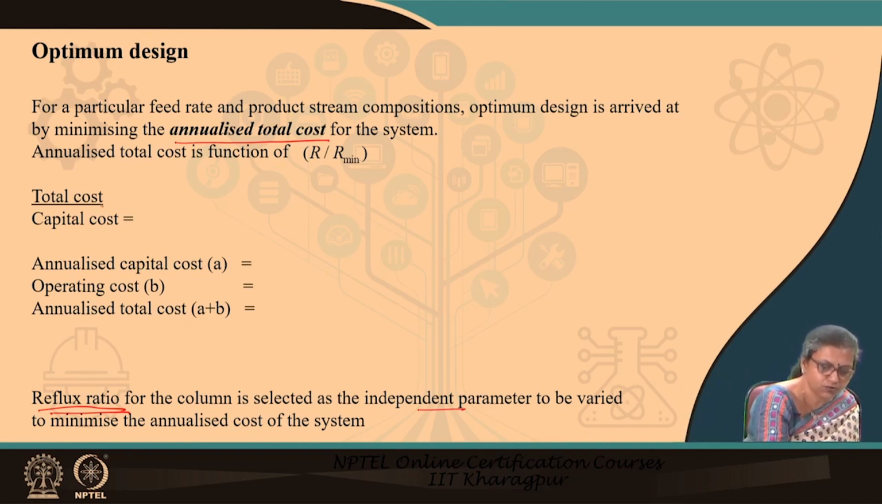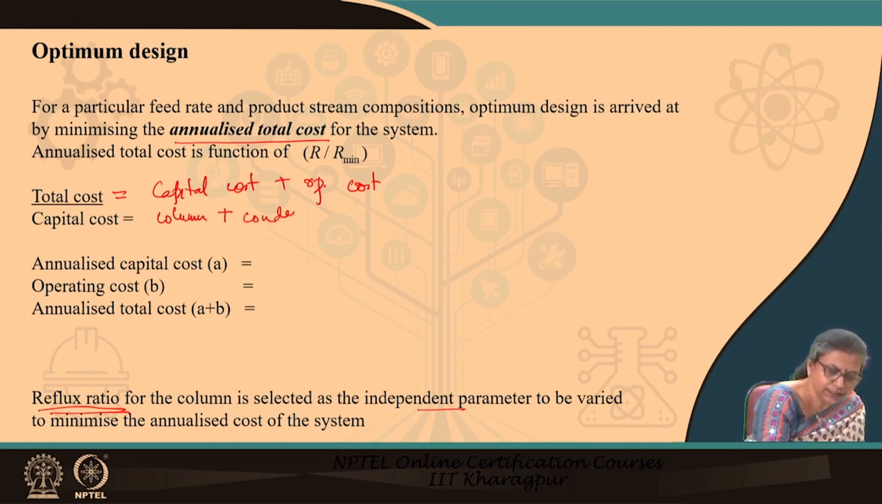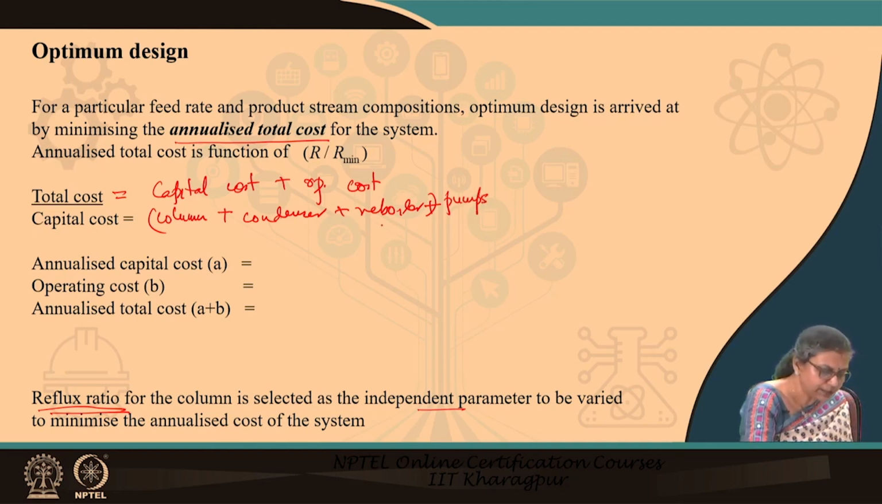First, let us see what is the total cost. The total cost is equal to the equipment cost, or you can say the capital cost, plus the operating cost. What are the things which should be included in the capital cost? Capital cost naturally should include the cost of the column, the cost of the condenser, the cost of the reboiler, and also the cost of the pumps. Normally, these costs are much smaller, so we normally do not include this, and this does not contribute much to the cost.